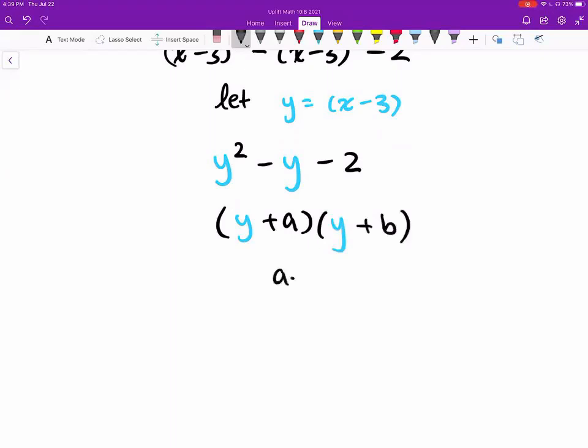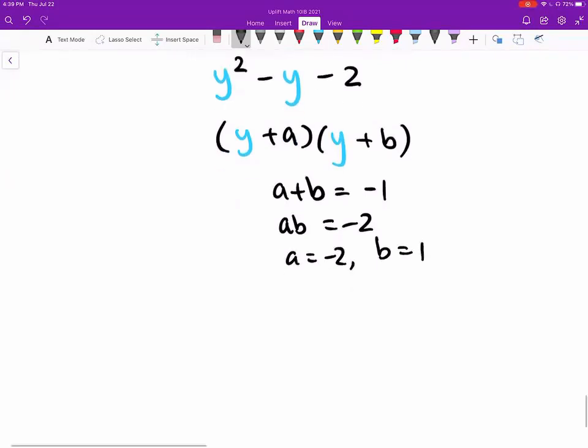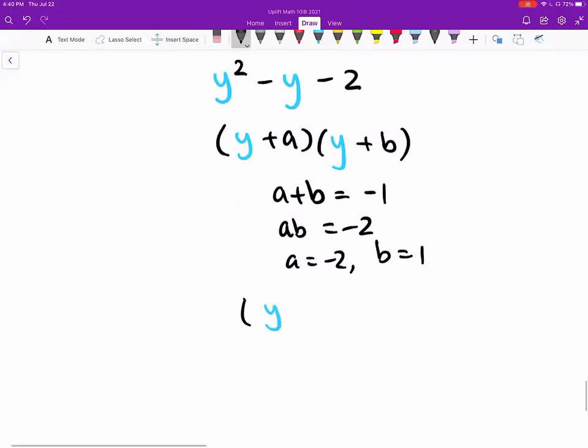And here we have a plus b is equal to -1 and a times b is equal to -2. So a would be -2 and b would be 1. And then we could put it back in, y minus 2 times y plus 1.